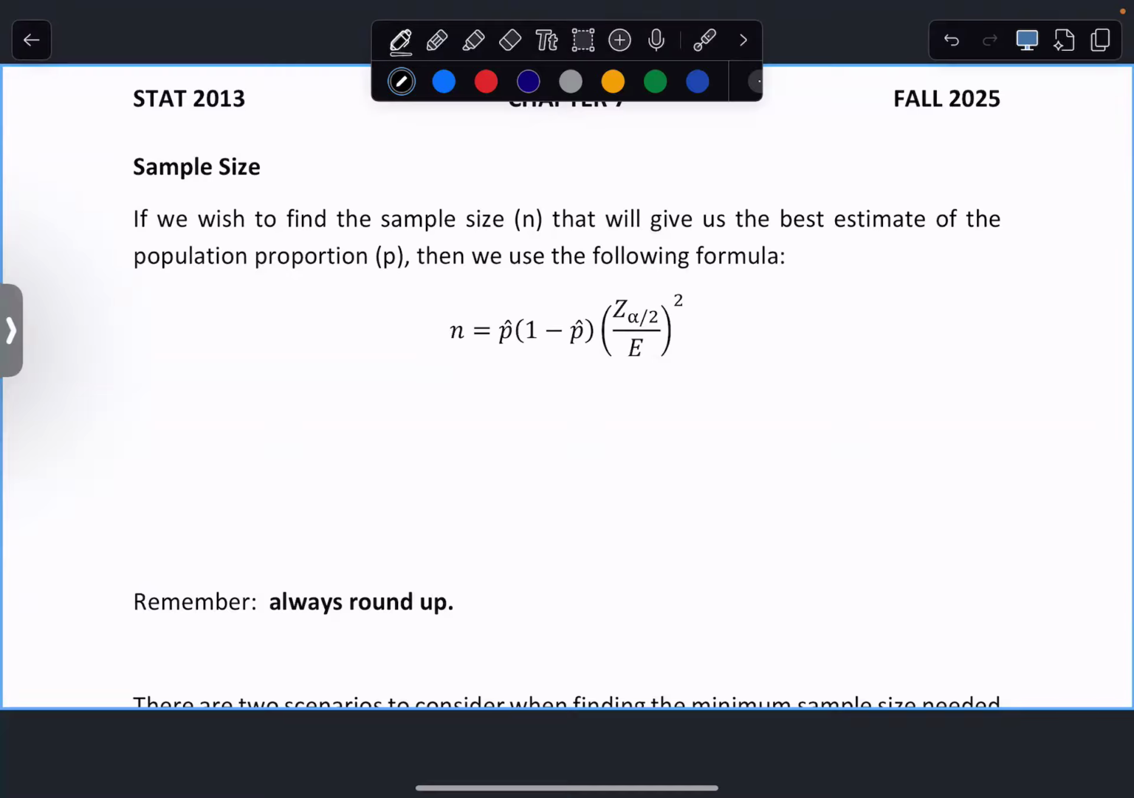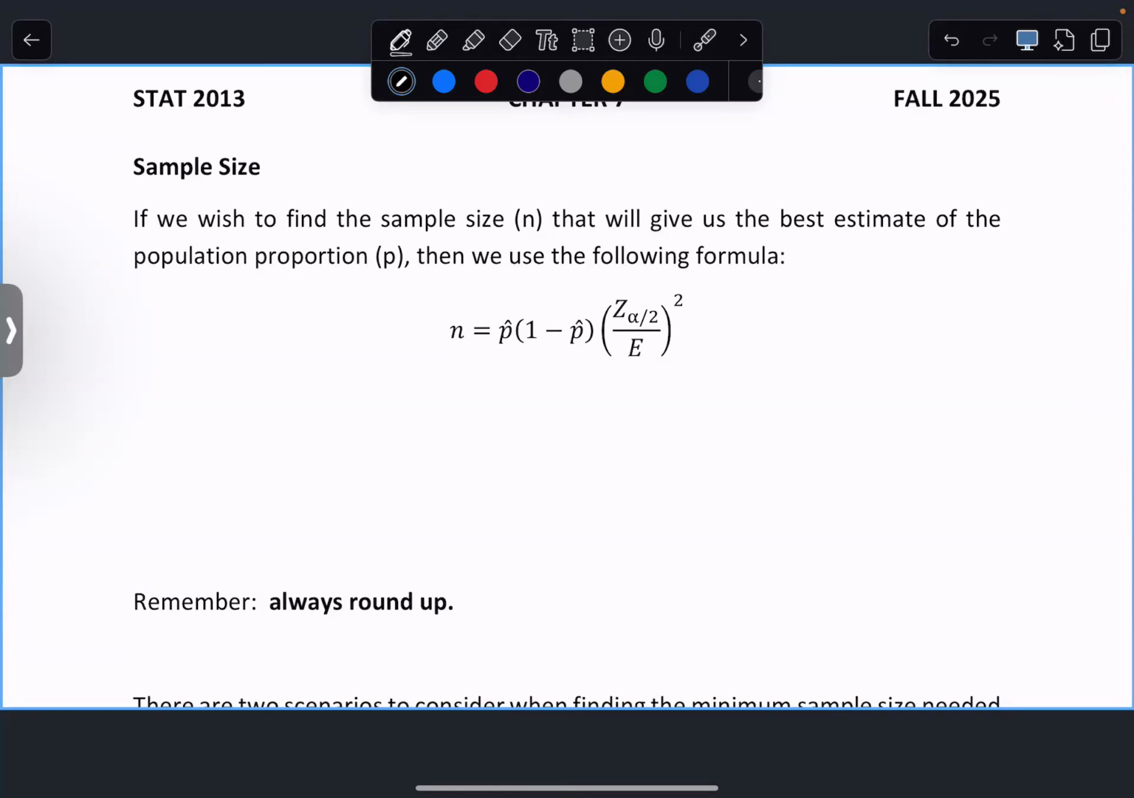So we have n equals z alpha on 2 divided by E, all squared, times p hat 1 minus p hat. And I guess that's the formula we have. But you don't need to worry yourself how to prove this. Just learn it, have it on your formula sheet. During exams, you can just use it.